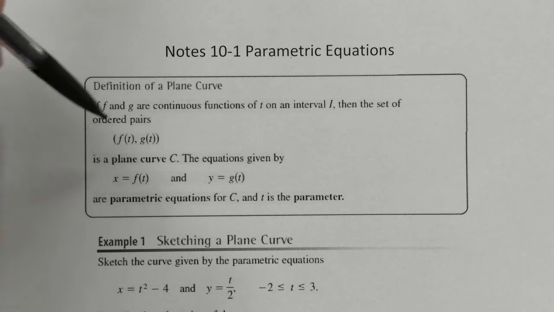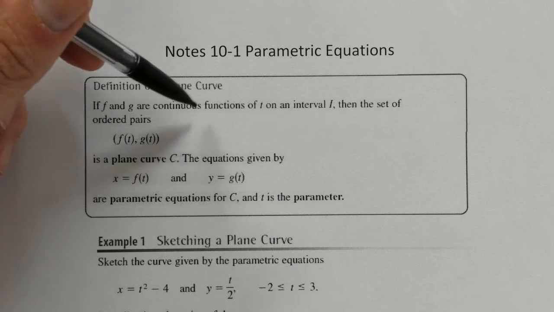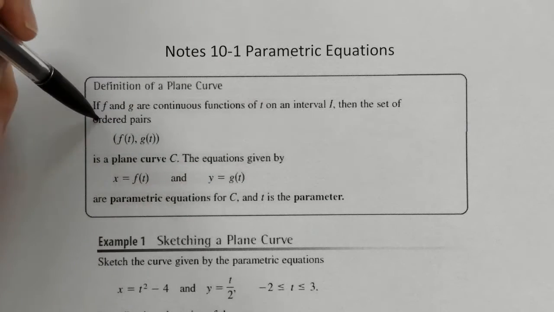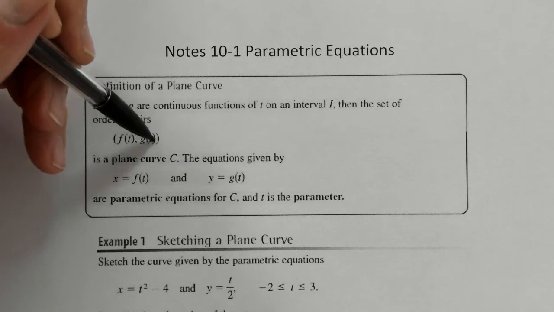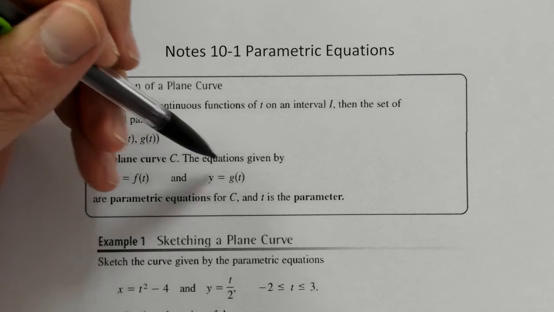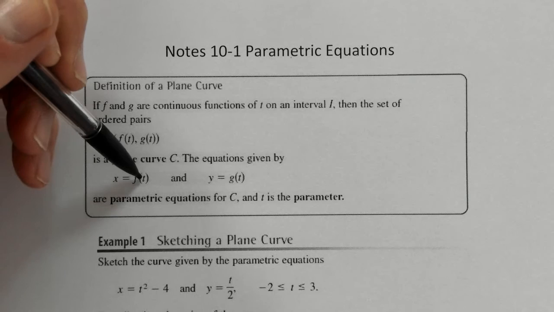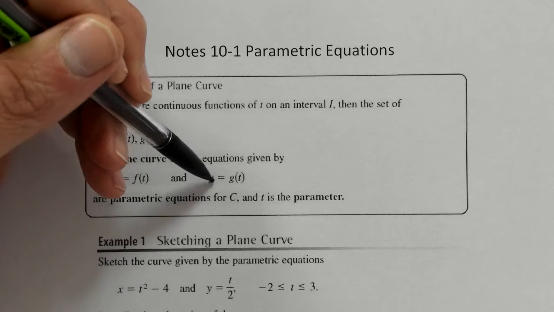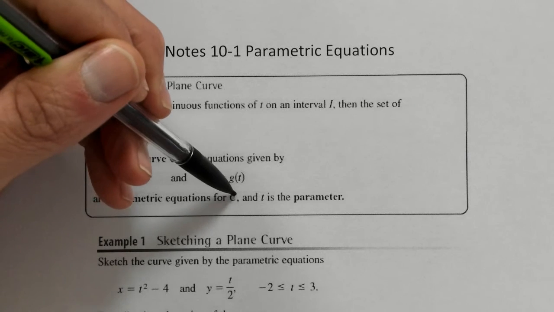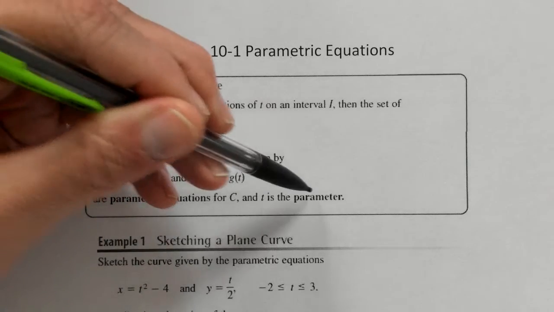So we have, if f and g are continuous functions of t on an interval I, then the set of ordered pairs f of t comma g of t is a plane curve C. And these equations, x equals f of t and y equals g of t, are the parametric equations for that curve. And then t is called its parameter.